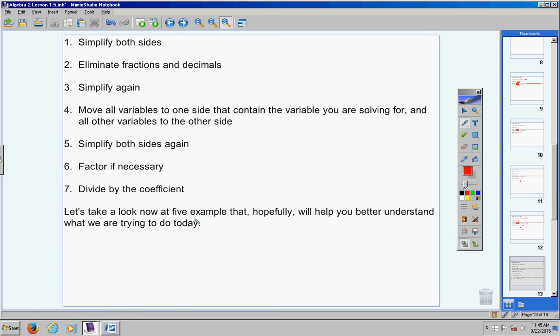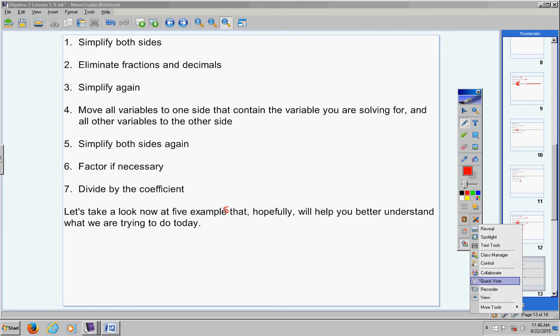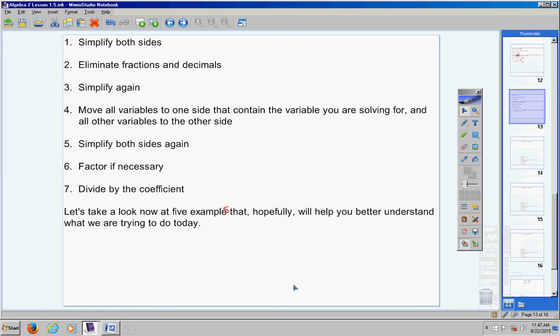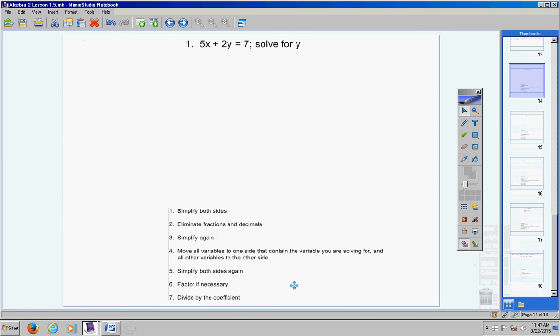Let's take a look now at 5 examples. I'm really being consistently bad today. Let's take a look now at 5 examples that hopefully will help you better understand what we're trying to do today, okay? Here's example number 1. Okay, here's the first problem. And let's see if we can make this a little bigger for you guys.